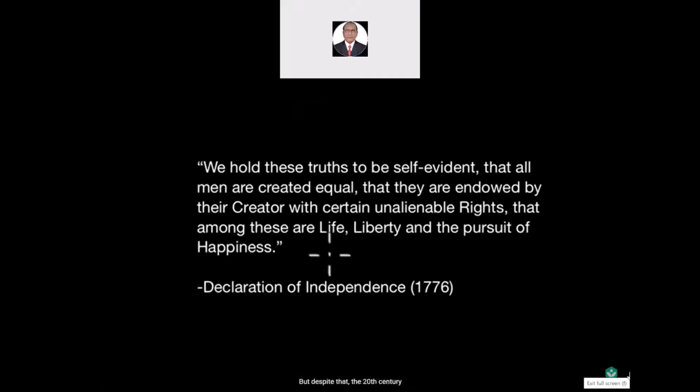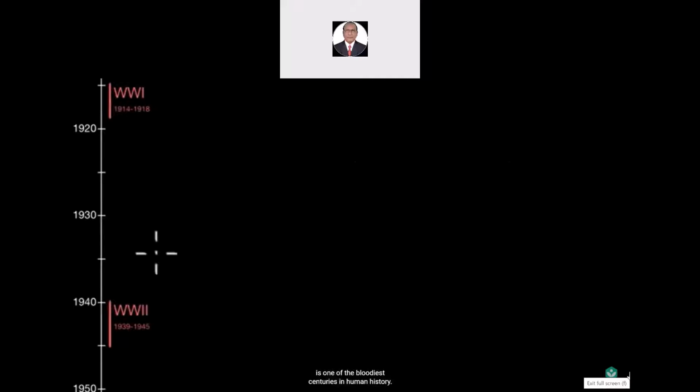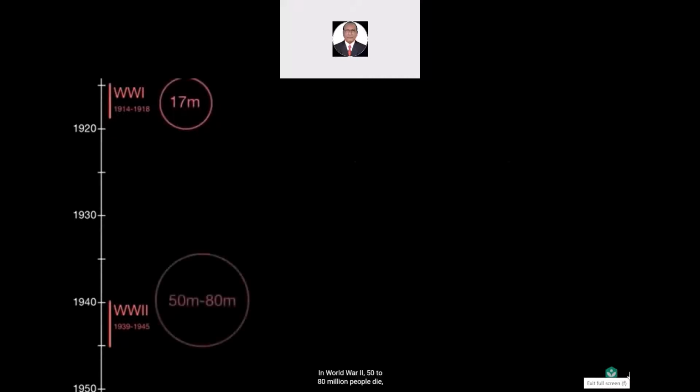But despite that, the 20th century is one of the bloodiest centuries in human history. You have World War I, where roughly 17 million people die. In World War II, 50 to 80 million people die, some directly because of the conflict, but many because of lack of access to food and famine. The Chinese are particularly hit. Over 15 million died during the Japanese occupation of China. This idea of genocide comes about.